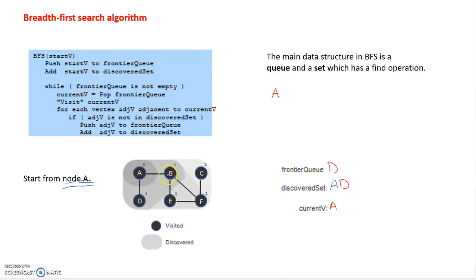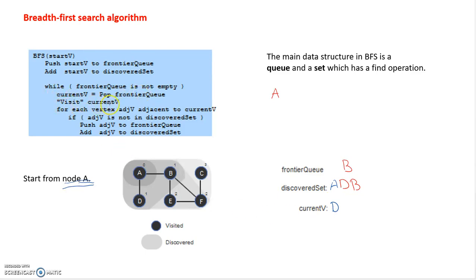We'll do all of those basically, and then go to the next adjacent node. In this case, it will be B. B also is not in the discovered set, so we'll add it to the frontier queue as well as the discovered set. So we are done with this for loop. We go back to the top of the loop. Queue is not empty. What we do, we pop an element out of it. The element, let's say D, is popped out of the queue, and that element is placed as current V.